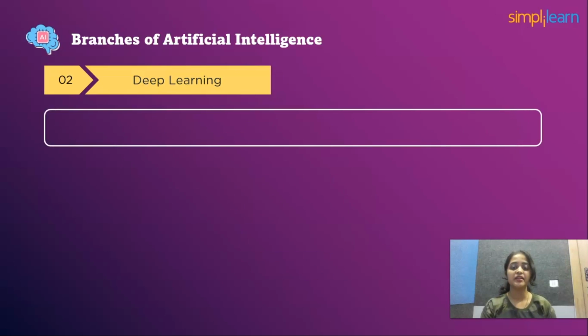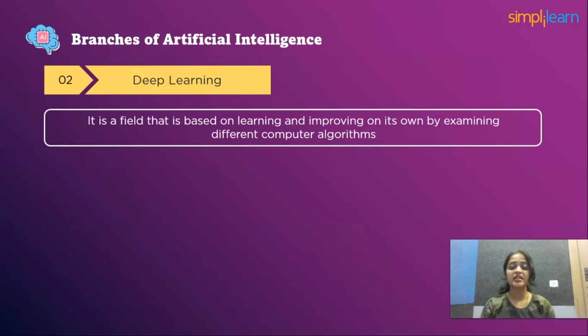Next is deep learning. Deep learning can be considered a subdivision of machine learning. It is a field that is based on learning and improving on its own by examining different computer algorithms. Deep learning works with artificial neural networks which are designed to imitate how humans think and learn. Deep learning is used in image processing, language translation, speech recognition. It can be used to solve any pattern recognition problem without human intervention.